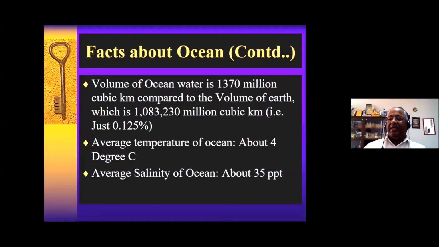Cubic kilometer meaning is you make a box which is 1 kilometer by 1 kilometer by 1 kilometer, a box. Fill it with water. That is 1 cubic kilometer. The ocean water is 137 crore cubic kilometer.